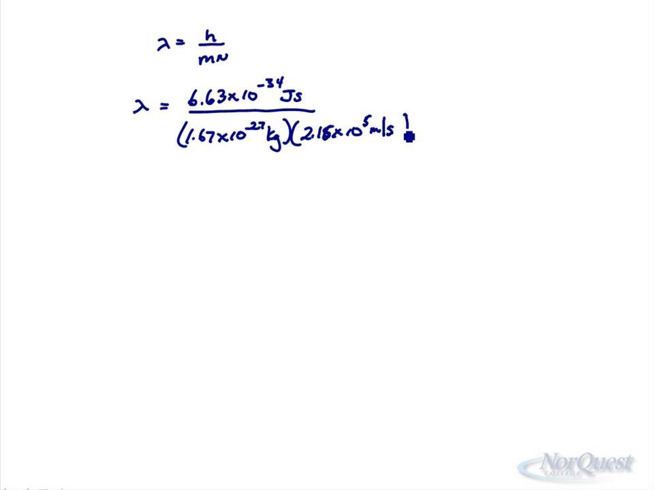I'm going to keep that exact value on my calculator. So I'm going to multiply that number that was still left on my calculator by 1.67 to the exponent negative 27. Then I'm going to take 6.63 to the exponent negative 34, divide by that, and I should get a wavelength for the proton equal to 1.84 times 10 to the negative 12 meters. And that is a reasonable wavelength.